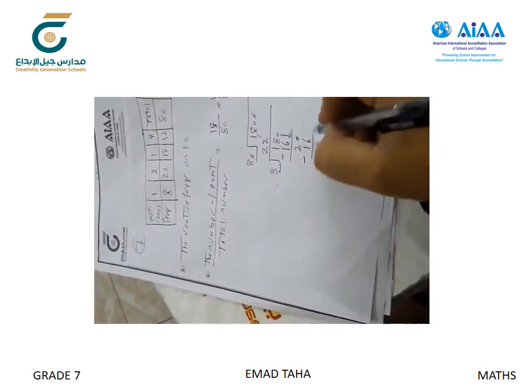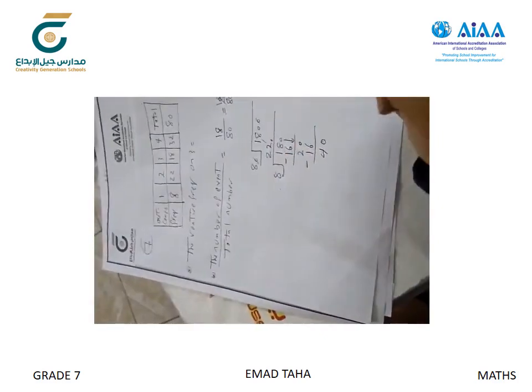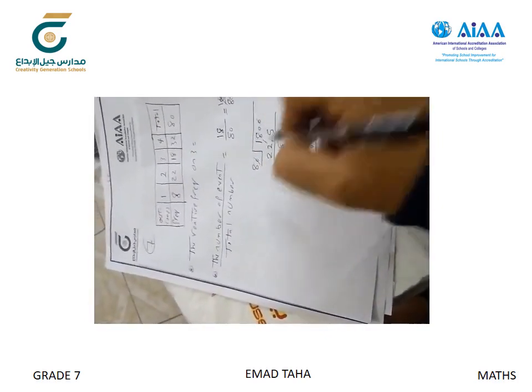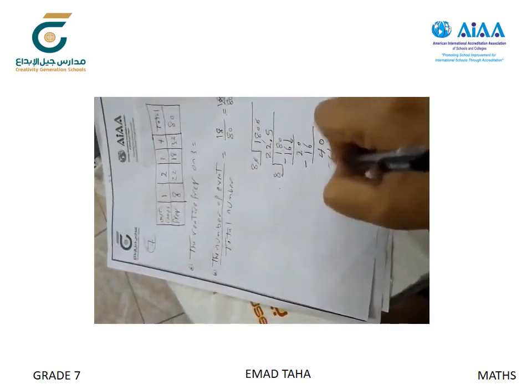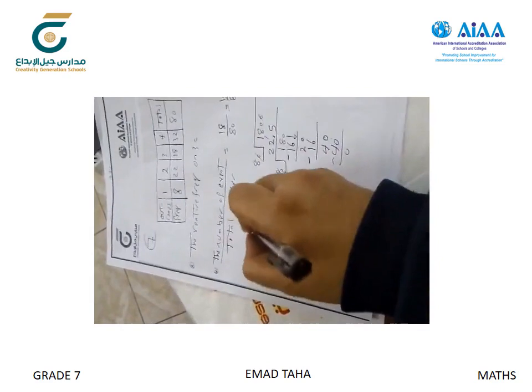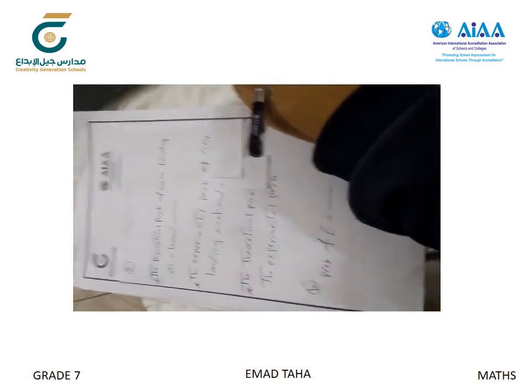There is no number to drop, so we put 0 and a decimal point. Now 40 divided by 8 equals, yes, 5. 5 times 8 equals 40. The answer equals 0. So we have 22.5%.